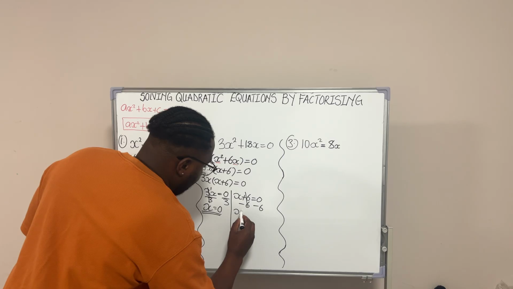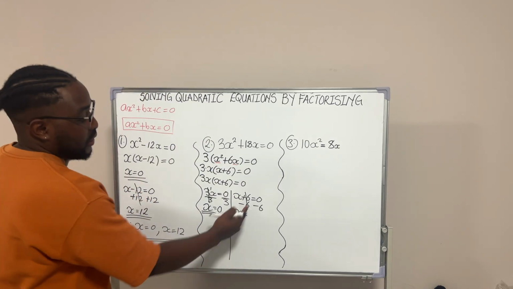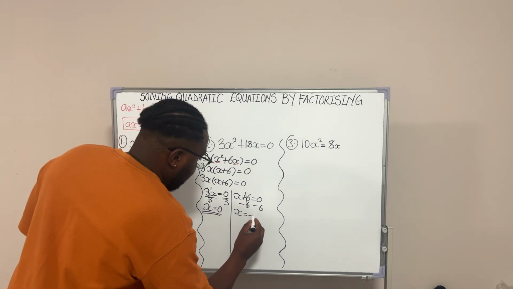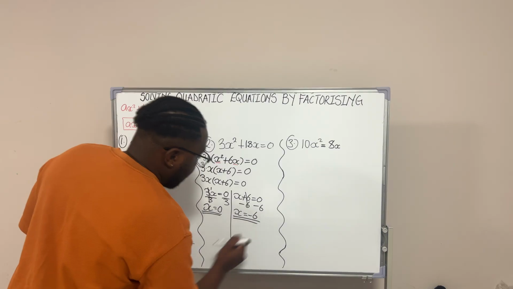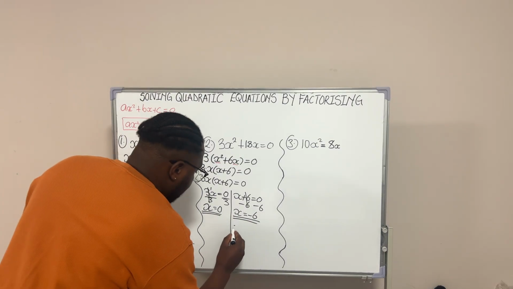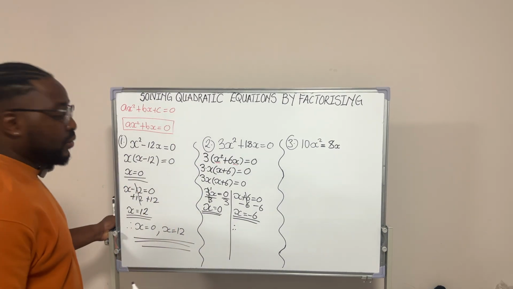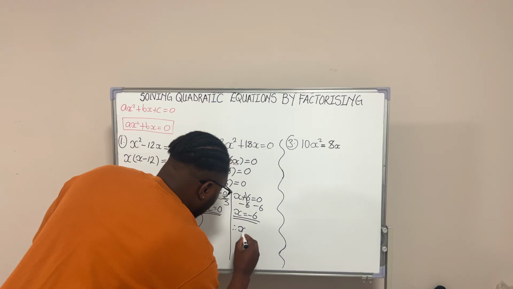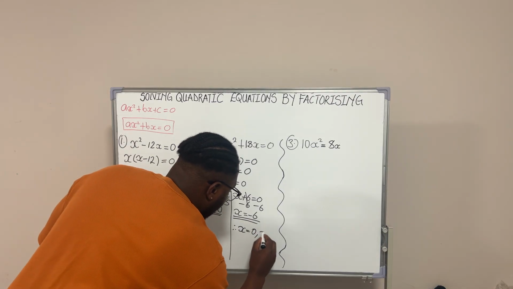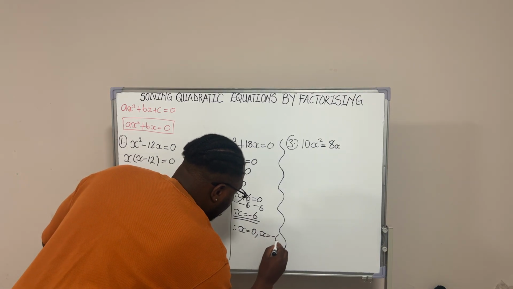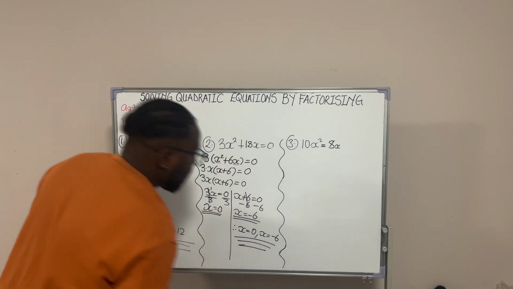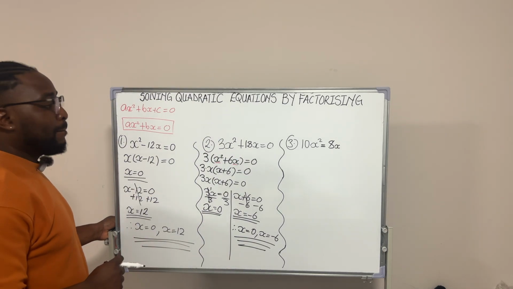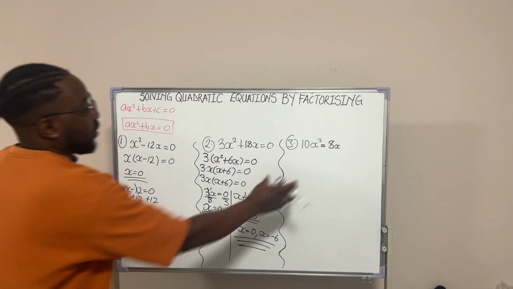We shall remain with x equal to 0 minus 6, is what? Is negative 6. So therefore, our solution is x equal to 0 and x equal to negative 6. Okay, so now let's look at our third question over here.